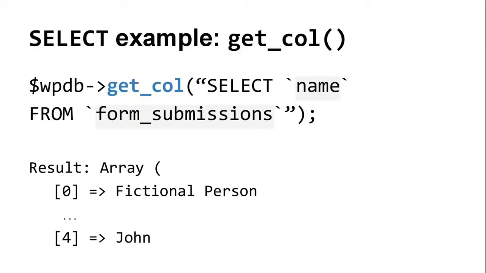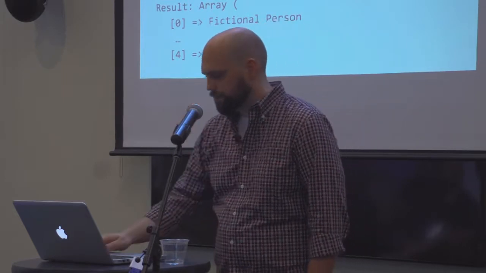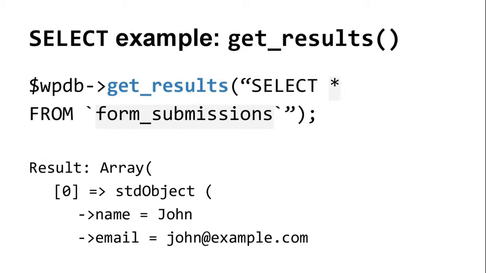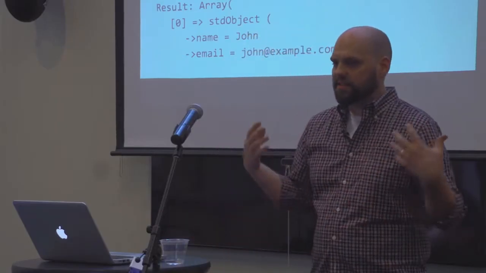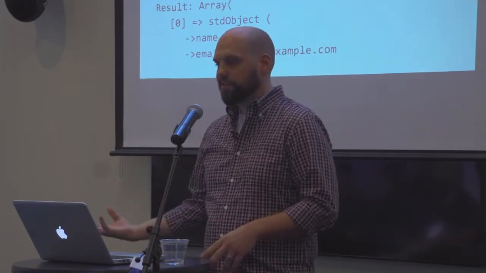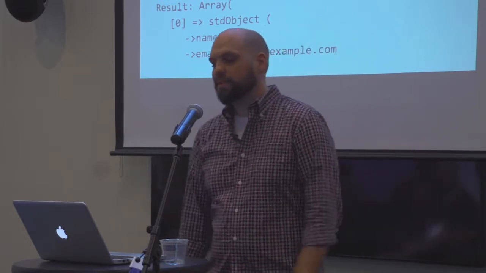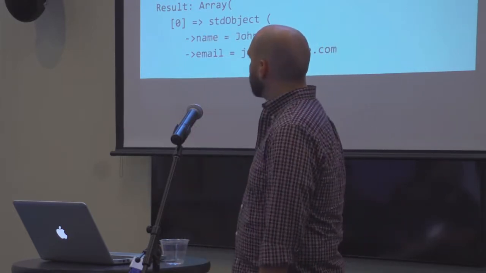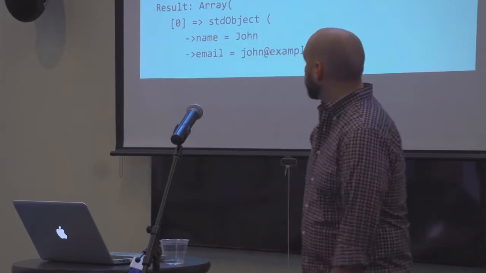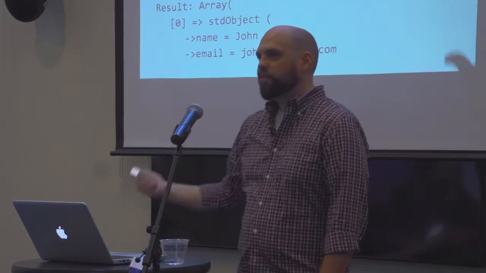get_col, get a single column. So I want all the names from everyone from my contact form. That will return an array, a numerically indexed array, of exactly the names in my table. get_results is where you start to see much more flexibility in what's going to be returned to you. get_results is the generic sort of select method in which you can select anything you want, and it's going to come back to you in an array of objects by default. So this specific query, I say, give me every single column from the form submissions database table. There's no where statement in this SQL query, so it is going to return all results. And what I get from that is an array where numerically indexed, and each item in that array is an object, and that object has a property for every column in the database table.